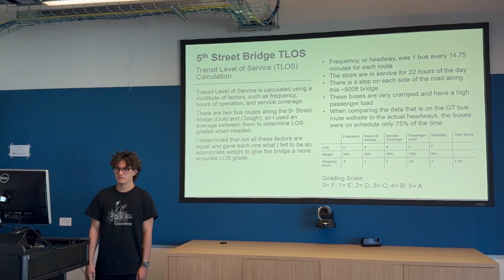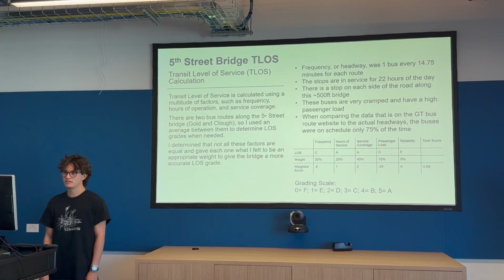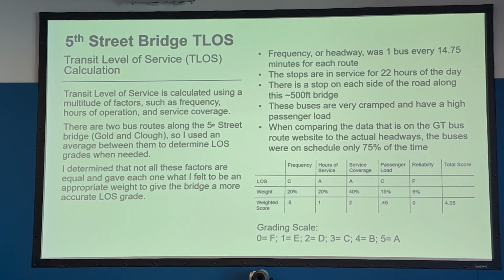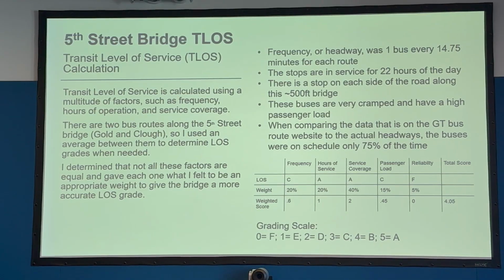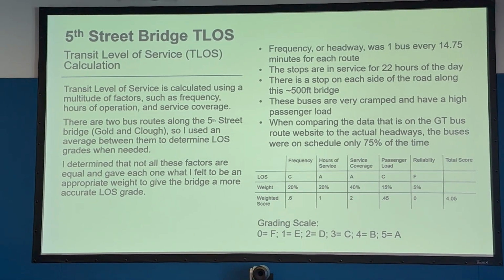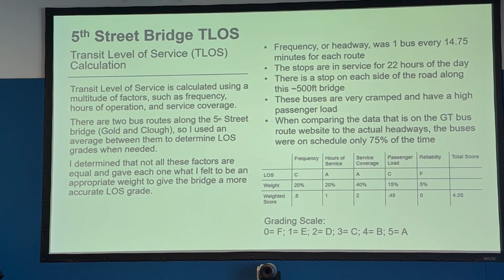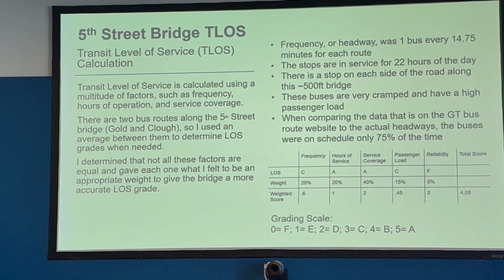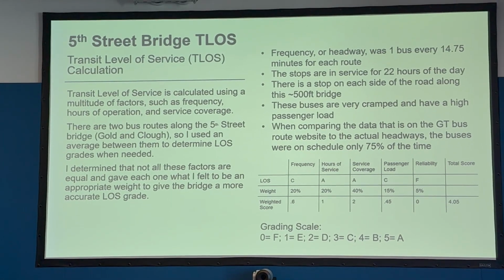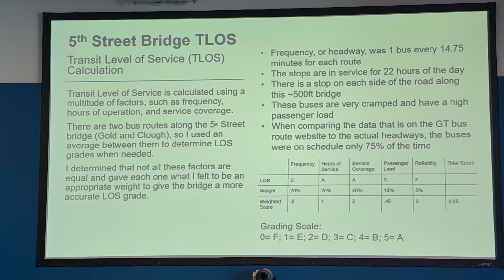For the transit level of service calculation, it was calculated using a multitude of factors such as frequency, hours of operation, and the service coverage. There are two bus routes along the bridge, the Gold and the Cloud routes, so I used an average between them to determine some of the LOS grades when needed. And I determined that not all of these factors are equal, and gave each one what I felt to be an appropriate weight to give the bridge a more accurate LOS grade.